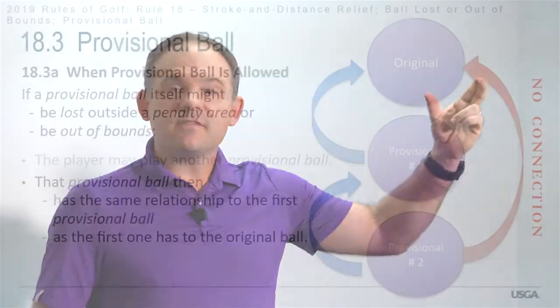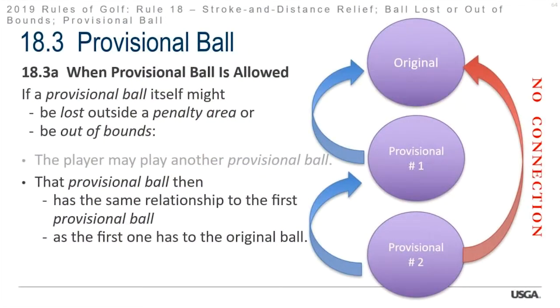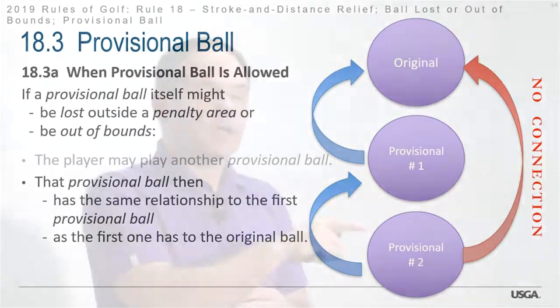So if the player finds the original ball, it's going to be in play, no problem. Even though that second provisional was not announced, there's not a connection to the original ball. So finding the original ball does not have any effect on the fact that he did not announce it. Now, however, if the original ball is not found, provisional 1 is no longer a ball that we can deal with, because provisional 2 becomes the ball in play because of no announcement made. So the relationship between provisional 2 and provisional 1 was broken when the player didn't announce it. So if the original ball is not found, provisional 1 goes away.